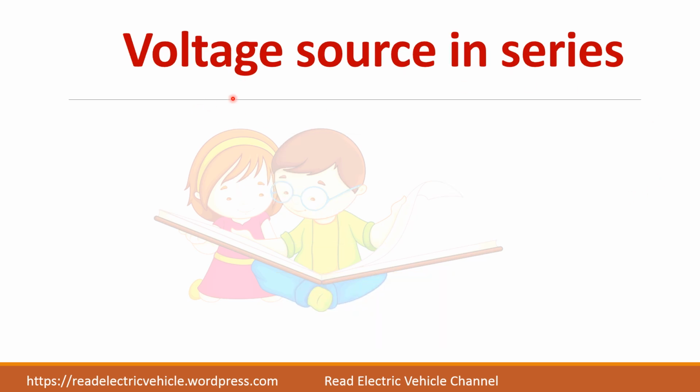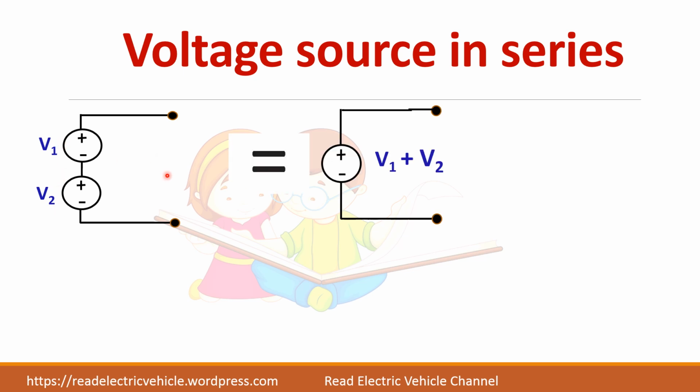Now what happens when you have voltage sources in series? So two voltage sources are in series. So what will be the net voltage? V1 plus V2. Suppose you have 10 volt and 10 volt, you can write 20 volts. You can add it directly. When you have voltage sources in series, you can add them directly.